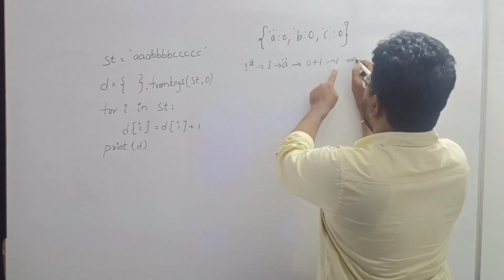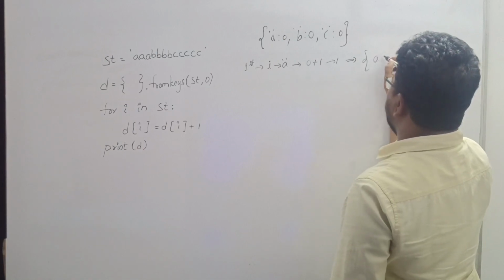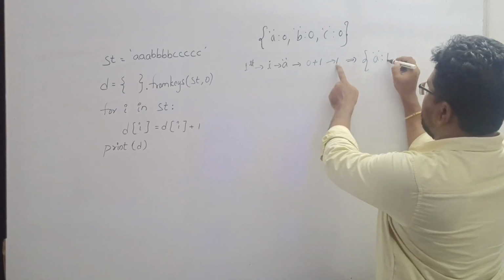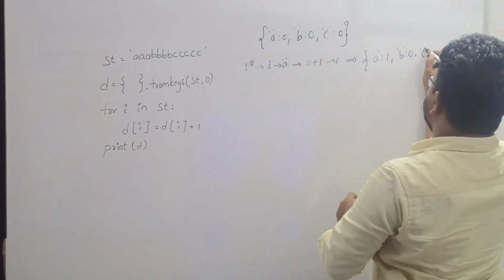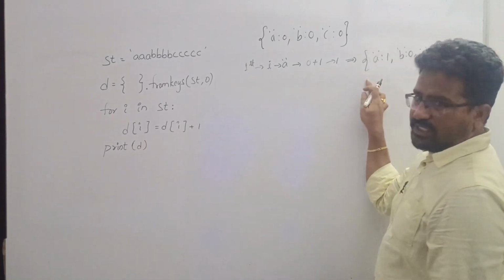So finally the result dict is: A, what is the value now? The value is 1. And B is still 0, and C also is 0. This is the end of the first iteration.